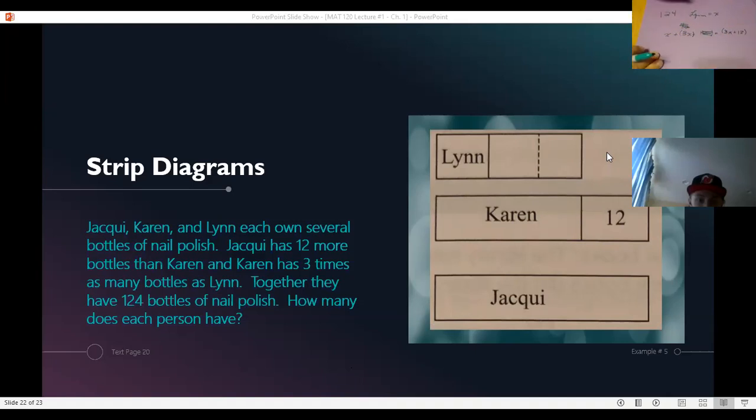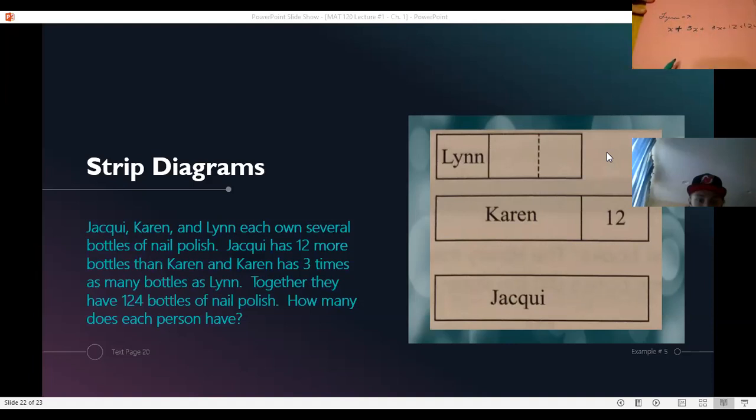So let's start fresh, guys. Sorry about that. First, we have Lynn. If we let Lynn be X, we have Lynn equals X. And then next to X, we have Karen. Karen is 3 X's. And then next to Karen, we have Jacqui, and Jacqui is 3X plus 12. We expect all of this to add up to 124.